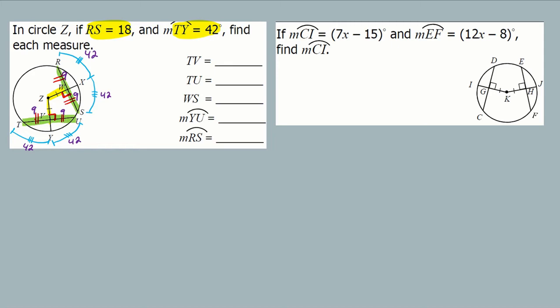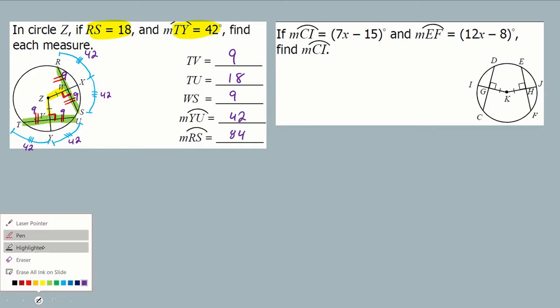So it says TV is 9, sorry. TU is double that. WS is also 9. Arc YU is 42. Arc RS is double that, so 84. And that's the same way I approach the next problem, and really every problem.